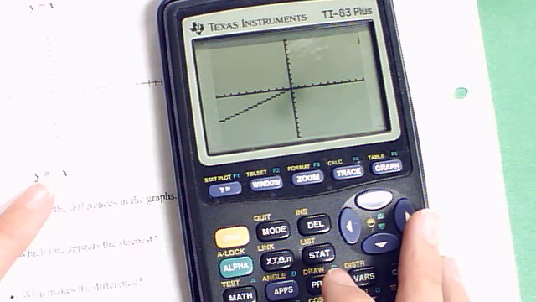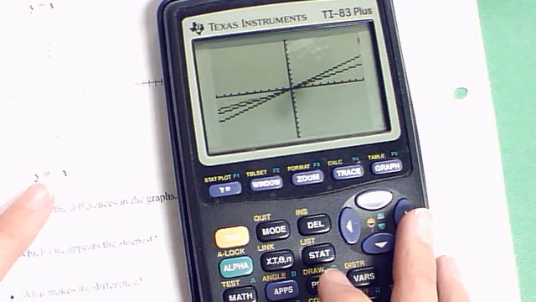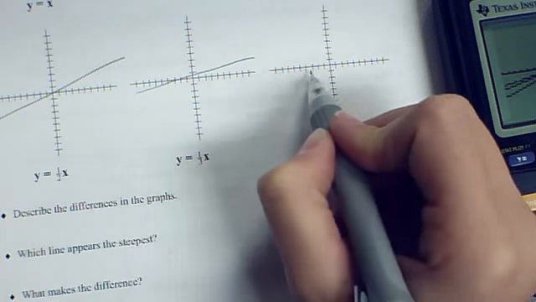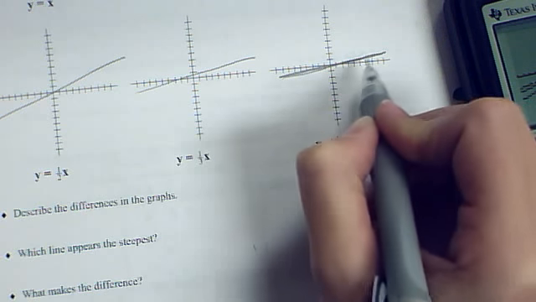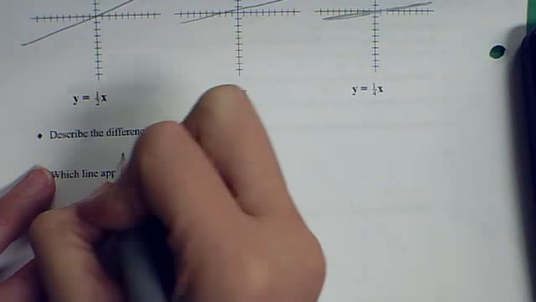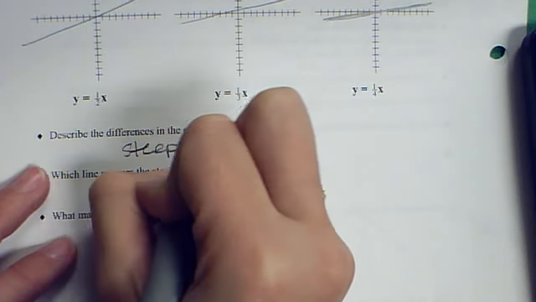And graph those. There's the first, the second, and the third. And you're probably noticing that as the fraction gets smaller, the line is getting closer and closer to the x-axis and getting flatter and flatter. Describe the differences. We said in class their steepness.